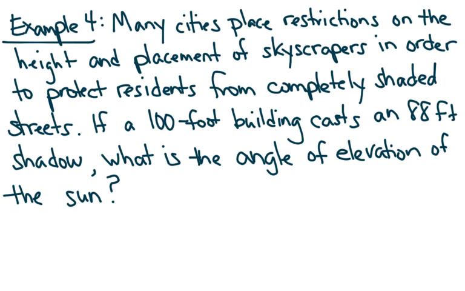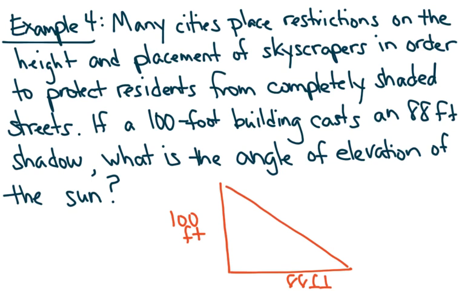Problem 4. Many cities place restrictions on the height and placement of skyscrapers in order to protect residents from completely shaded streets. If a 100-foot building casts an 88-foot shadow, what is the angle of elevation of the sun? We're going to start by drawing ourselves a picture of this. So here's my building, which is 100 feet tall. The shadow is going to be on the ground, 88 feet. The angle of elevation of the sun is going to be this angle. This is our angle of elevation. It goes up from the horizontal.